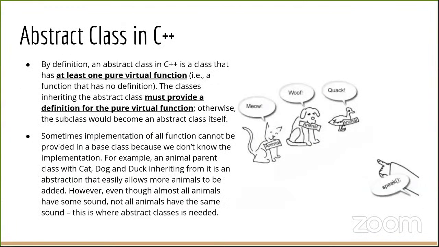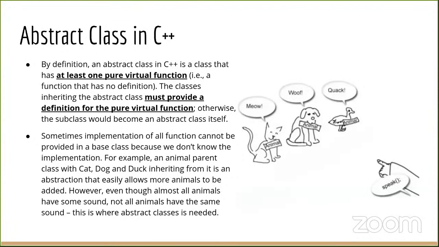By definition, an abstract class in C++ is a class that has at least one pure virtual function, and the classes inheriting this abstract class must provide a definition for the pure virtual function. Otherwise, the subclass would become an abstract class itself.